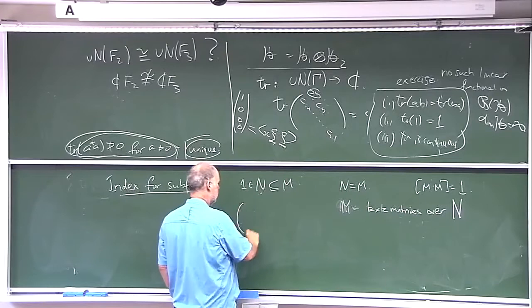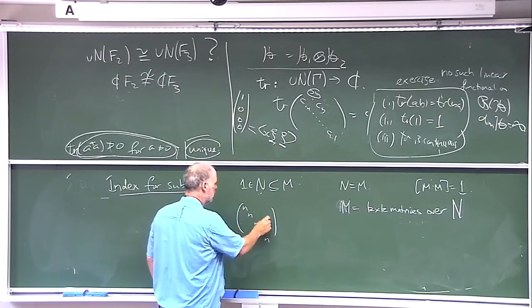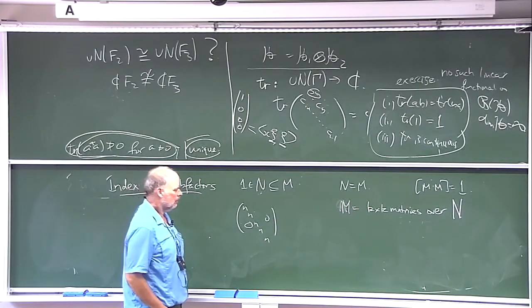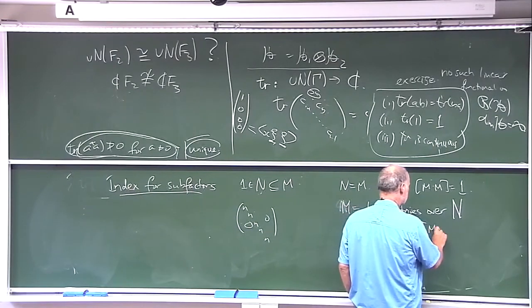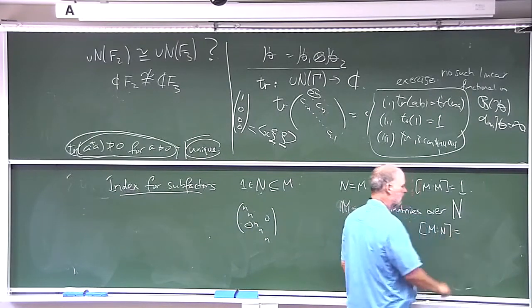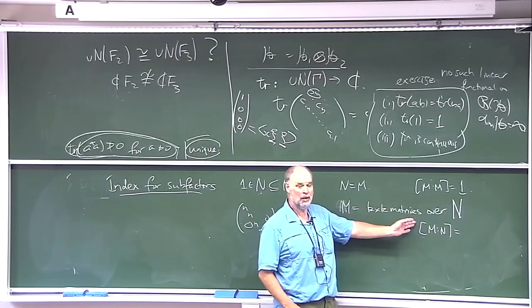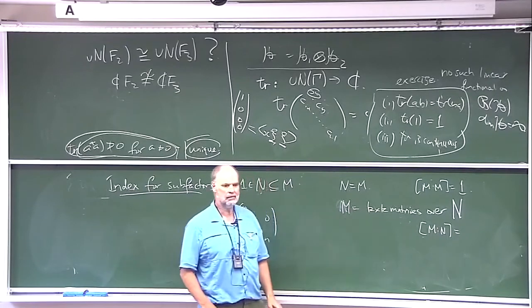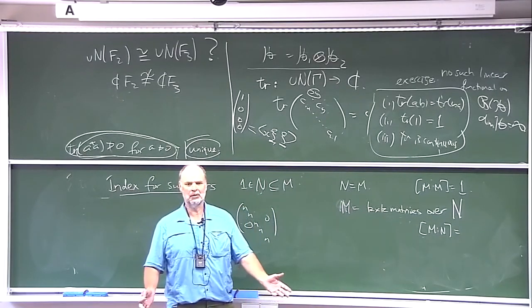So M, in this case, the small one is a subfactor, the big one, by considering diagonal matrices. All right, so let's just get some intuition going here and ask ourselves the question, however we define this, what had better be the answer for this case? I'm just appealing to your intuition. What is this index going to be?